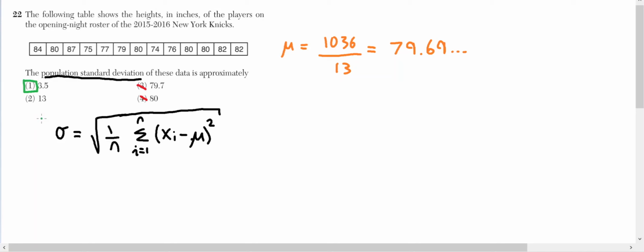The alternative here is just to plug in each of these 13 data into your calculator and press the stat button and look for the term sigma sub x, and that'll give you this number. The exact number I get is 3.49, and that rounds up. So that's an alternative way to do it if you just want to plug in directly.